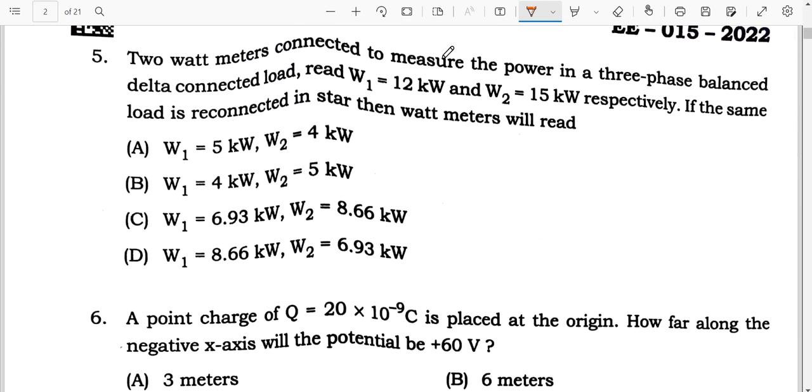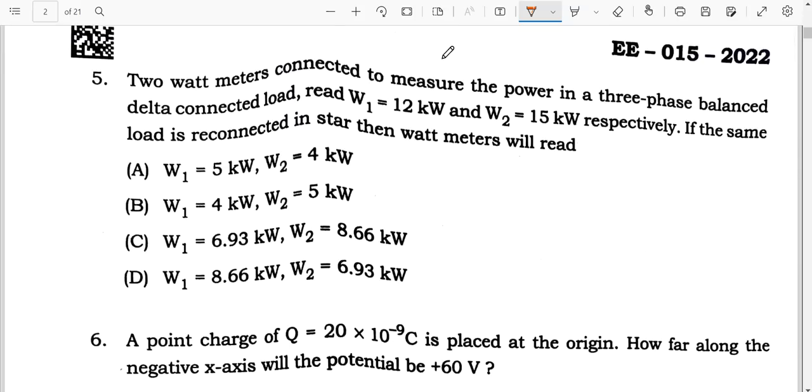Here we have a question that mixes measurement and networks, so we'll consider it a network question. Two wattmeters are connected to measure the power in a three-phase balanced delta connected load. When there is a delta connected load, W1 reads 12 kilowatts and W2 reads 15 kilowatts.